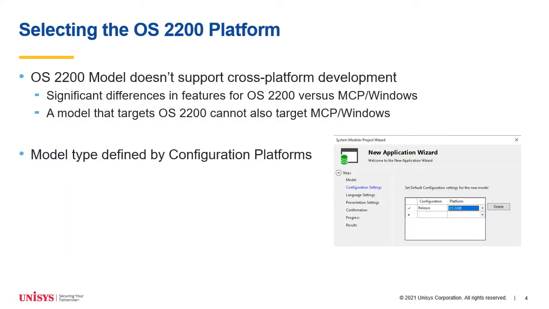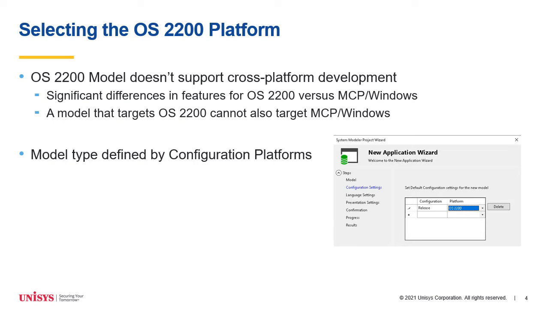AB Suite supports three platforms: MCP, Windows, and now OS 2200. However, an OS 2200 model doesn't support cross-platform development. There are significant differences in the way features have been implemented in AB Suite for the OS 2200 that make them incompatible with MCP and Windows. Therefore, a model that targets OS 2200 cannot also target MCP or Windows.